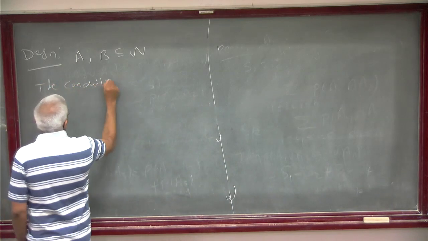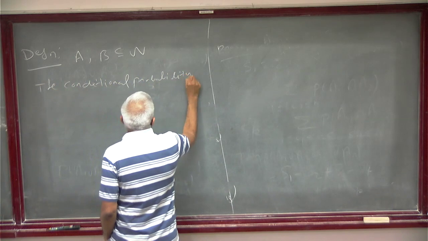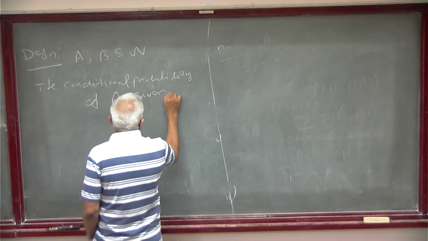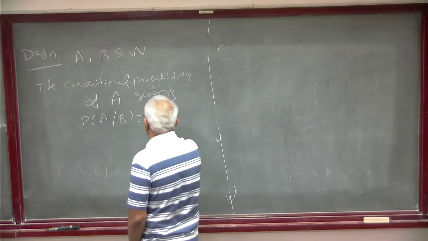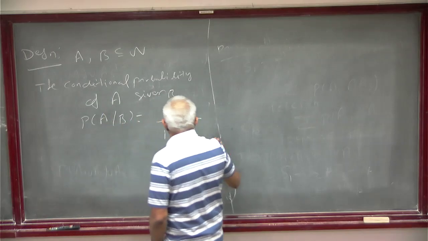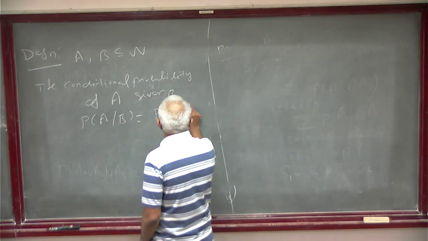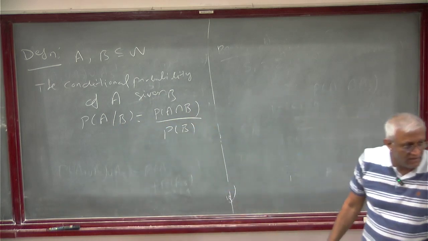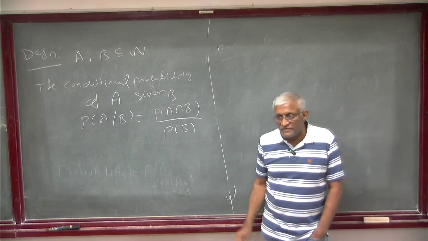The conditional probability of A given B, given B has happened, is denoted by probability of A given B, which as we have defined, you divide by the probability of B, then P of A intersection B. That's all. This is the definition. You don't have to worry about your intuition. This is the definition, we will work with this. It is just the probability of A intersection B divided by P of B.